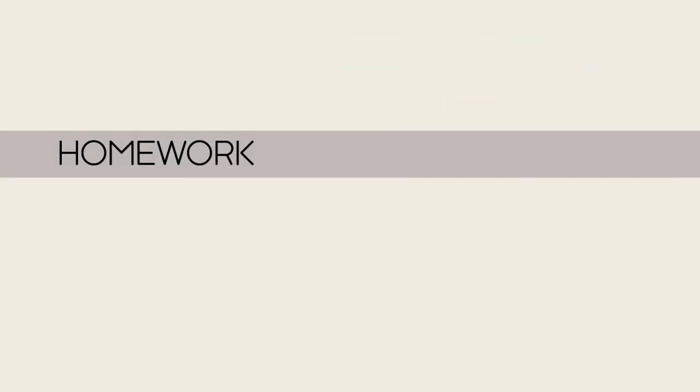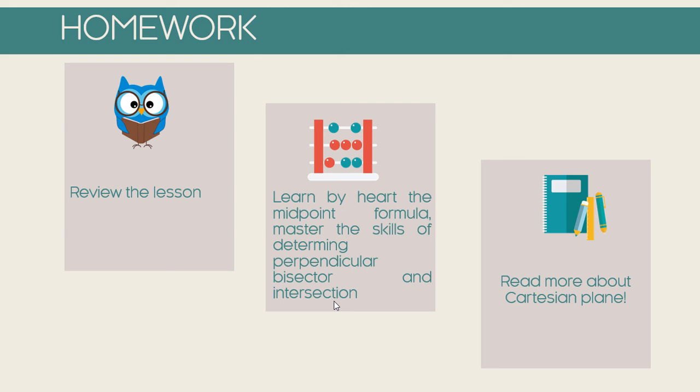Okay, and this is also the end of the lesson. I think it is quick but very informative. Now at home, I hope you will spend more time reviewing the lesson and learn better three key points of the lesson. The first is the midpoint formula, the tool that helps us quickly determine the coordinates of the midpoint of a line segment. The second is the skill that helps us find the perpendicular bisector of a line segment. And the third is how to find the intersection of two different lines.